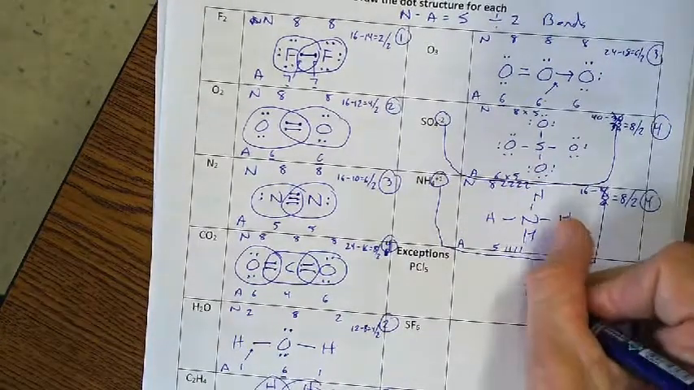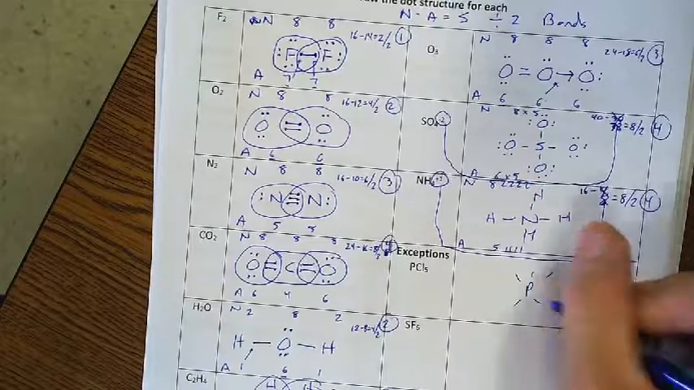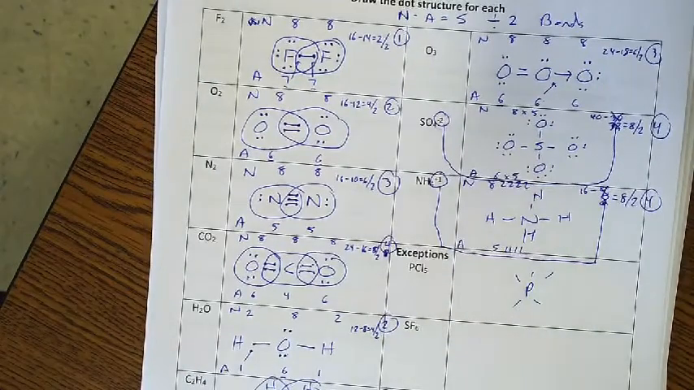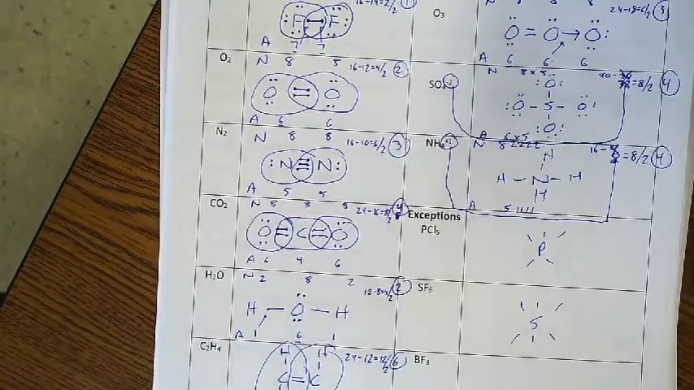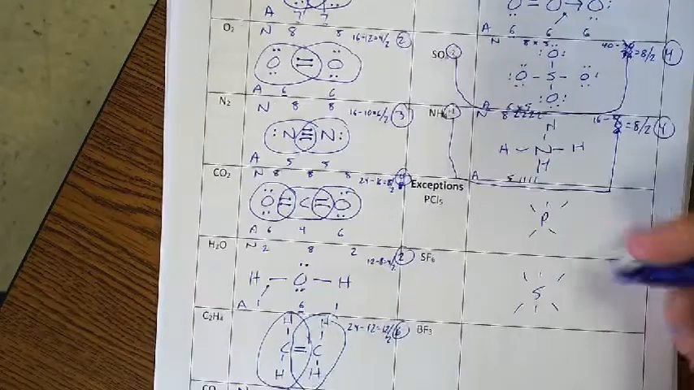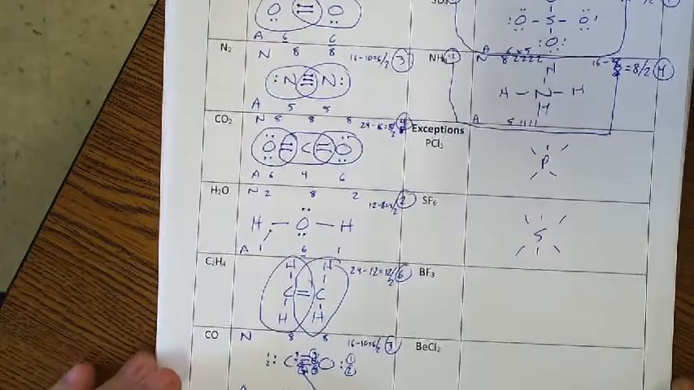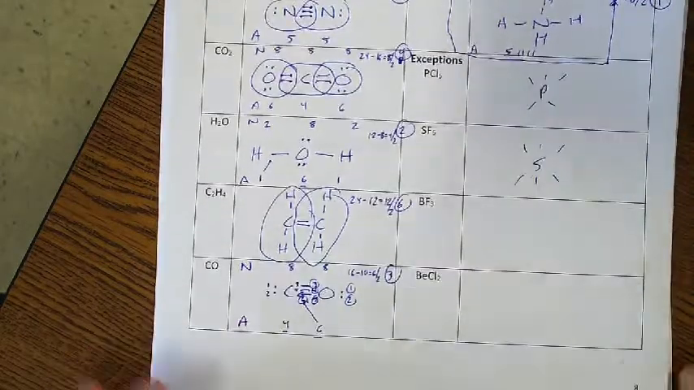There are some exceptions to the octet rule. I'll just leave it here. Some things have more than an octet. PCl5 is one of them. Sulfur can make 6 bonds around it and have more than 8. Again, there are always exceptions to this. Don't worry about them right now. I'm going to revisit these later with the next lesson. But we'll do these last two and we'll finish up.